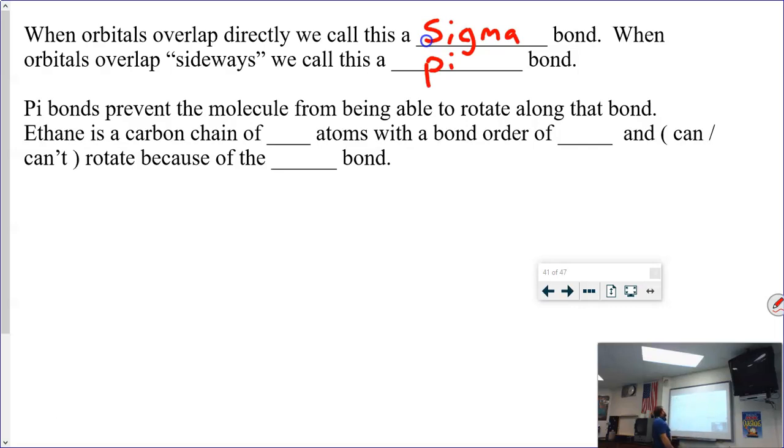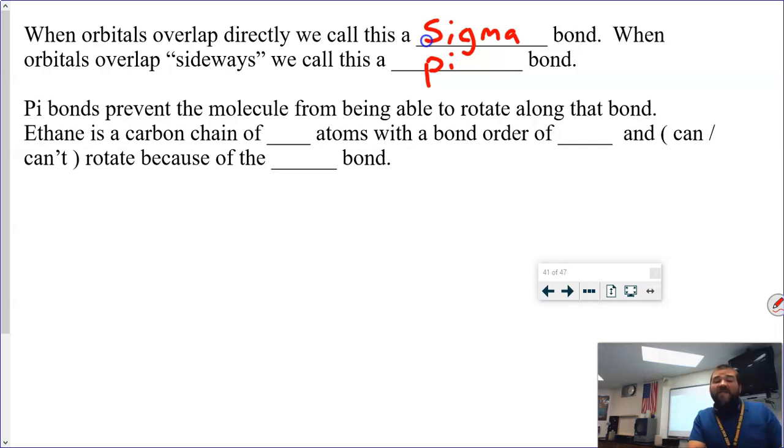Pi bonds prevent the molecule from being able to rotate along that bond. We have not talked about bond rotation or molecular rotation at all, but if I have a single bond between 2 atoms, that can actually twist and rotate with no problems whatsoever. So you can think of it as, you can spin it, right? You can have one atom just spinning if you'd like. But when you have a double bond, or when you have a pi bond, which is going to happen above and below the 2 atoms, it locks it in place. That bond can no longer rotate along that axis.